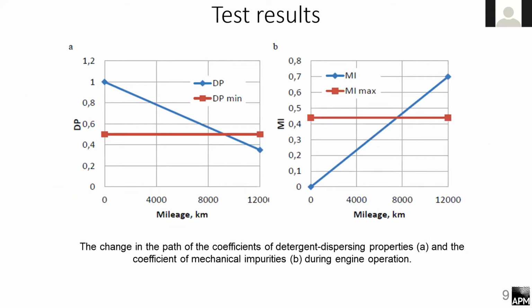After calculating the DP, that is the coefficient of detergent dispersing properties, and the MI, that is the coefficient of mechanical impurities, the graph of the DP and MI in relation to mileage was plotted. For used oil, the coefficient of detergent dispersing properties and the coefficient of mechanical impurities were 0.352 and 0.7 respectively. Where the two lines meet is the critical value of the service time. As seen on the graph, our critical value is in between 8 to 12,000 kilometers of mileage.